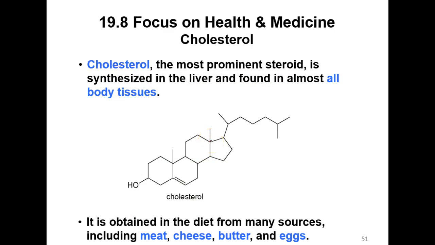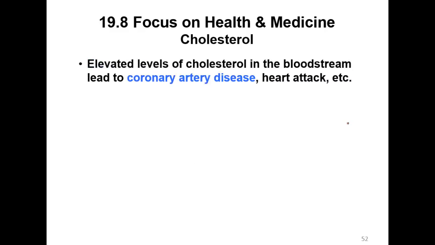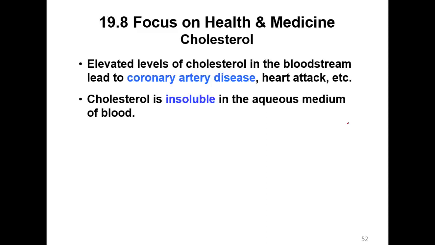It's the largest, the prominent steroid inside of our bodies, found in our liver and in our body tissue. Here's an example of cholesterol. You can see that 6665, plus you've got a whole bunch of other stuff on it. It is obtained in our diet from many sources. Elevated cholesterol obviously leads to coronary artery disease.